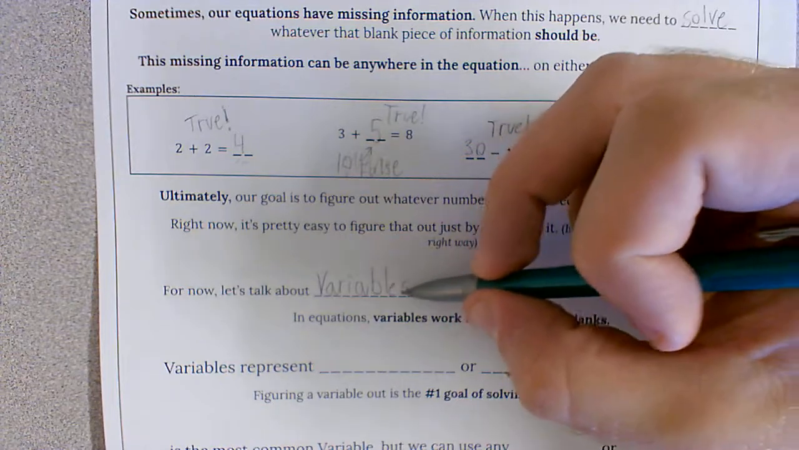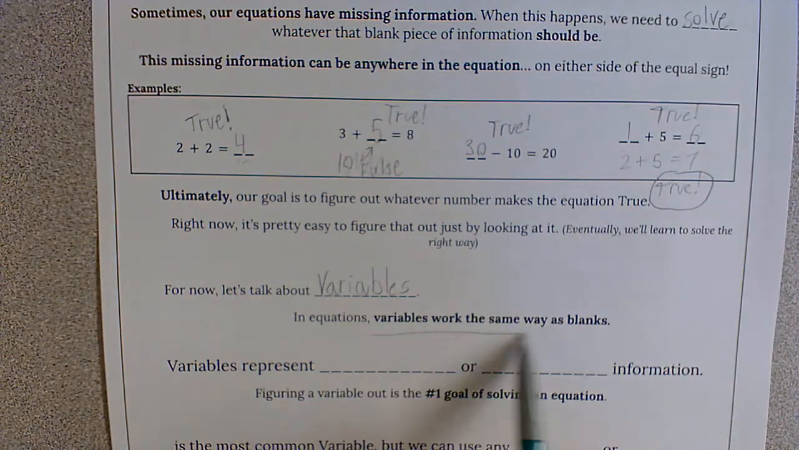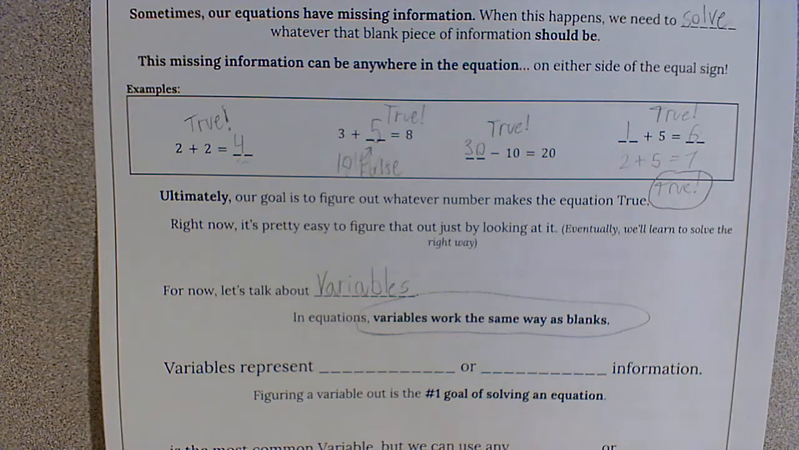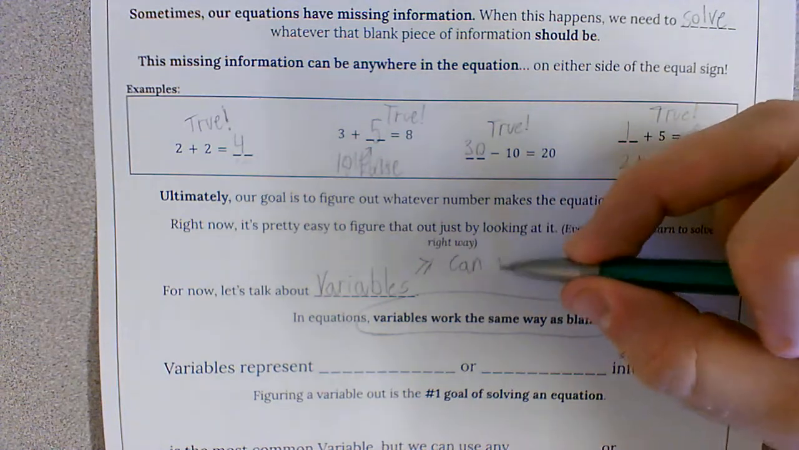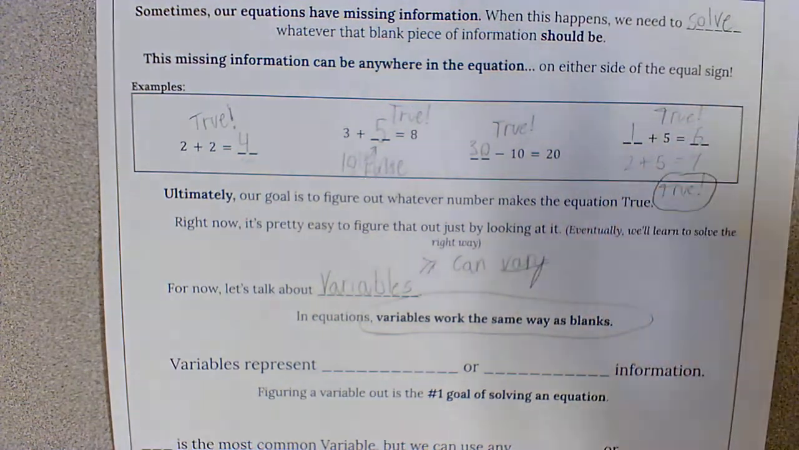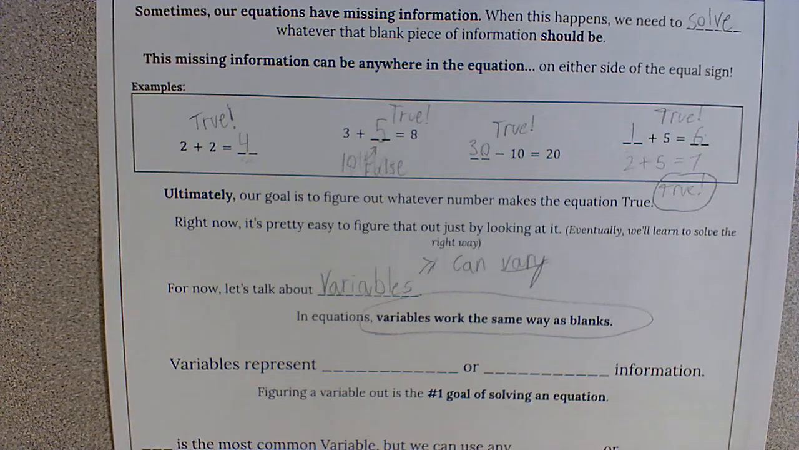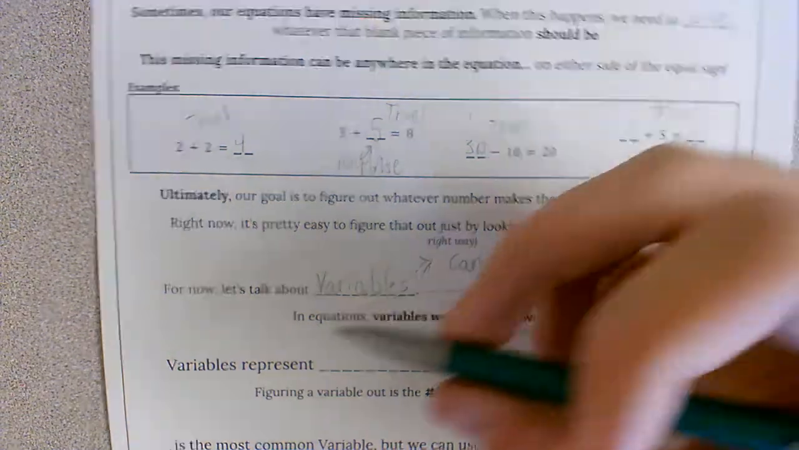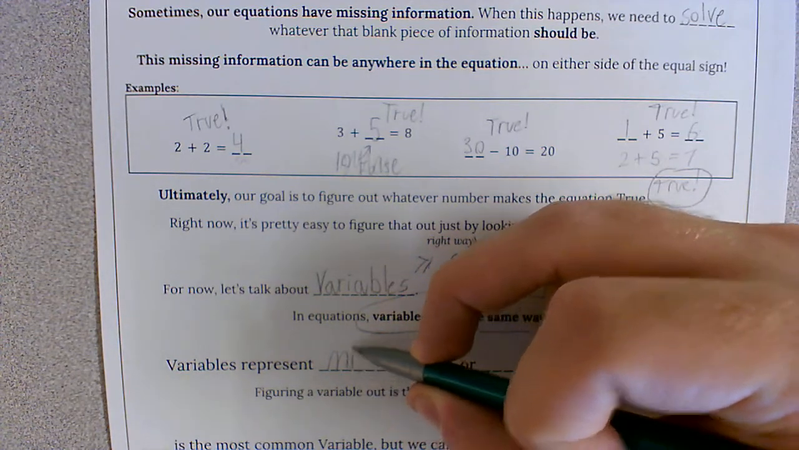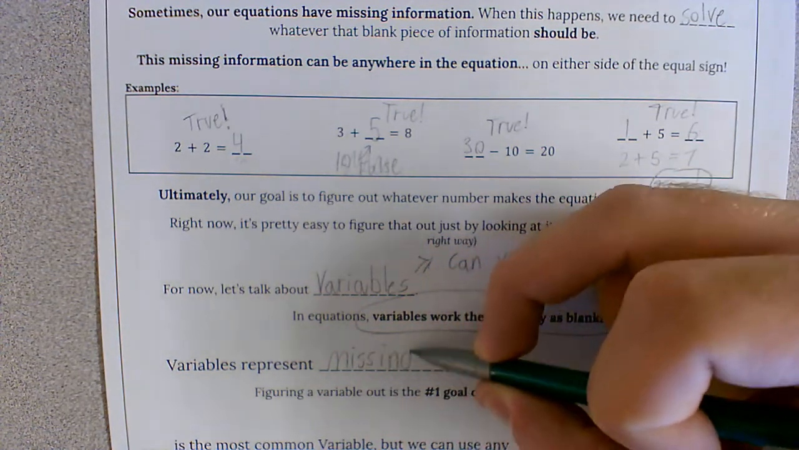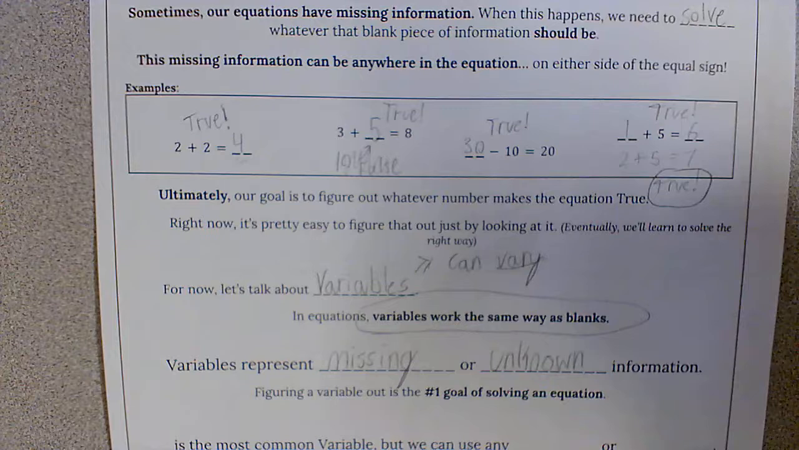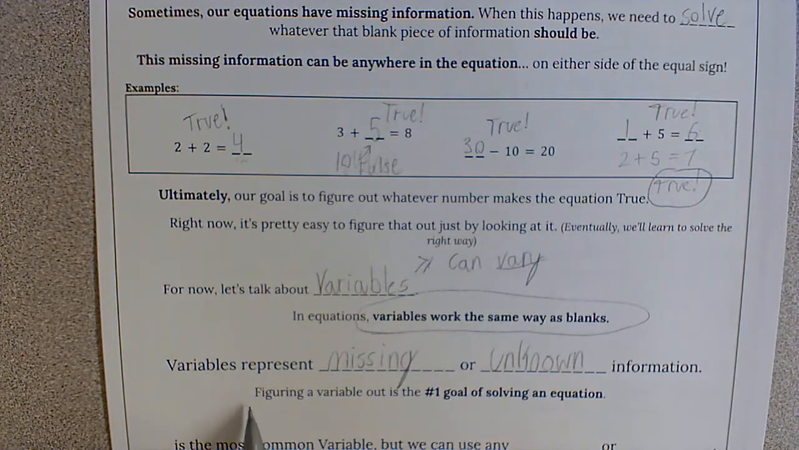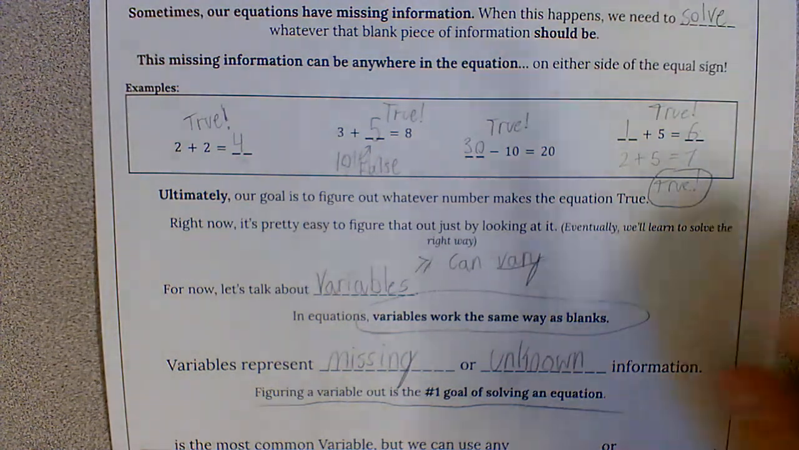You're going to be seeing a lot of variables this year, but all I need you to know is that variables work the same way as blanks. And this is because variables can vary. That's where the name comes from. They can change. They're up for interpretation. So variables represent missing or unknown information. And usually, figuring out a variable is the number one goal of solving an equation. You have to figure out whatever makes it true.